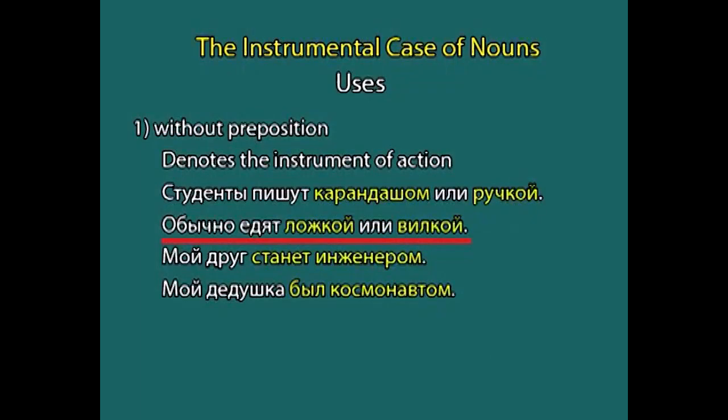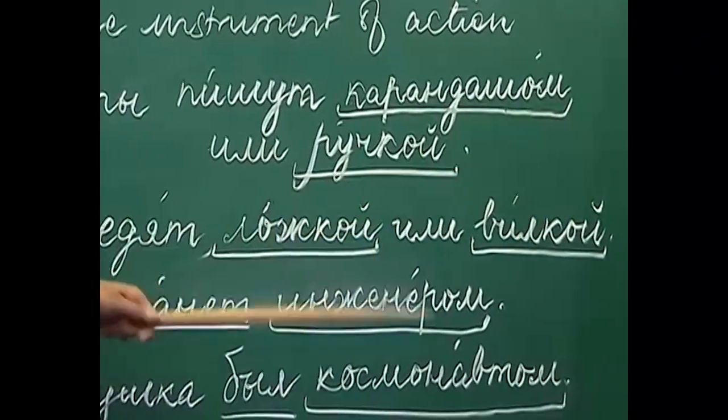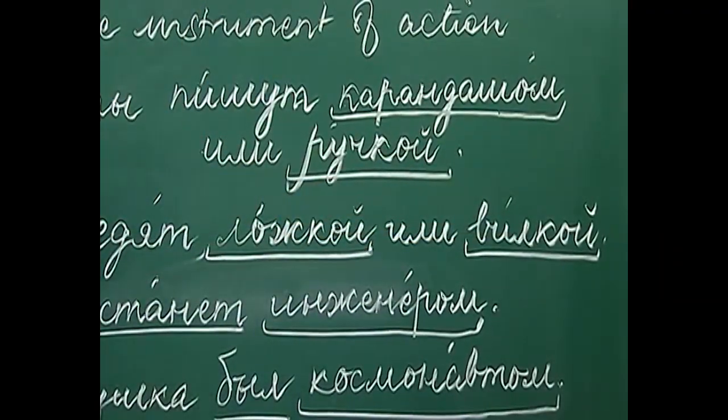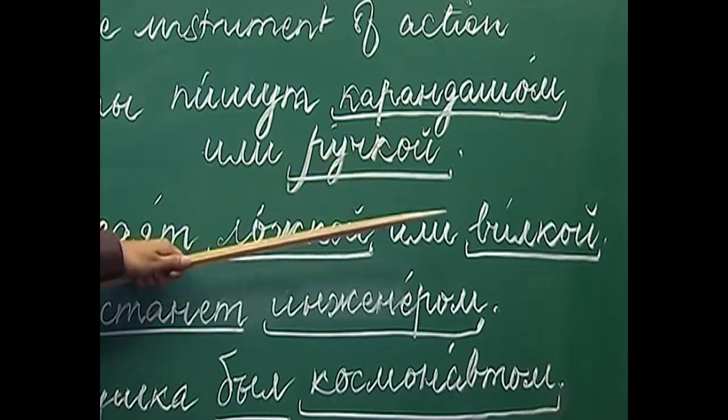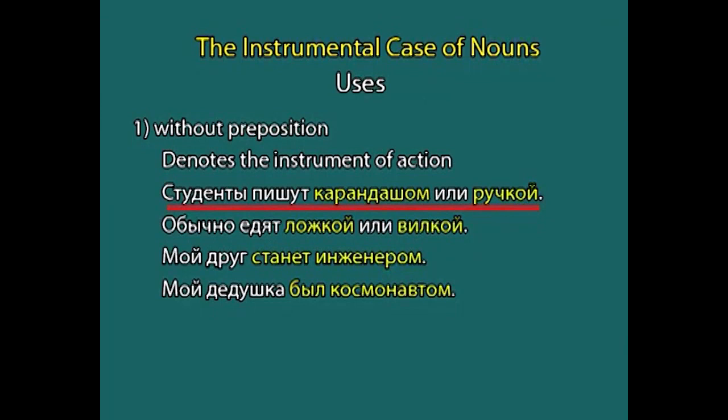So, how do you eat? Either with a spoon or with a fork or both. That is why these two nouns have been kept in the form of the instrumental case. So, the first and the primary use of the instrumental case is to denote the instruments of action.